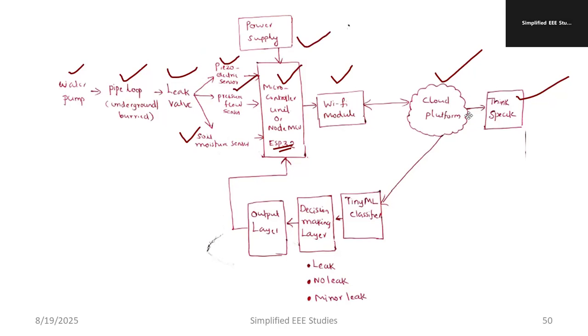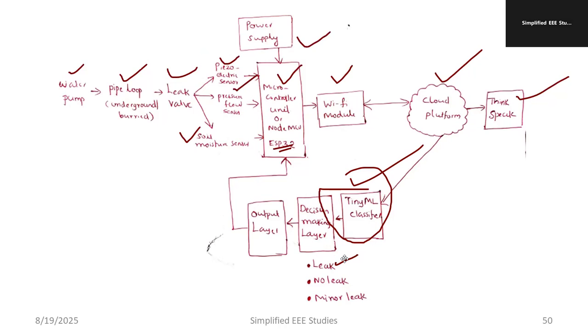Correct. So now what you can do is use a data-driven approach. Data is already available in the cloud platform. Here you can introduce a TinyML classifier or any other convenient machine learning. Then we have a decision-making layer. Here we have different options. If you want, you can add more options.